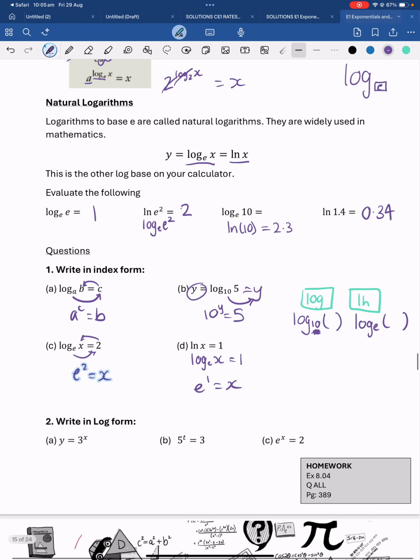Okay, now we're going to go backwards. Write it back the other way in log form. So we have log, whatever the base of the index is, the base of the log, 3. And then we'd have 3 to the power of x is equal to y.